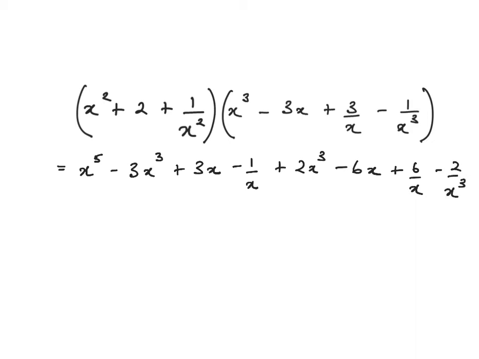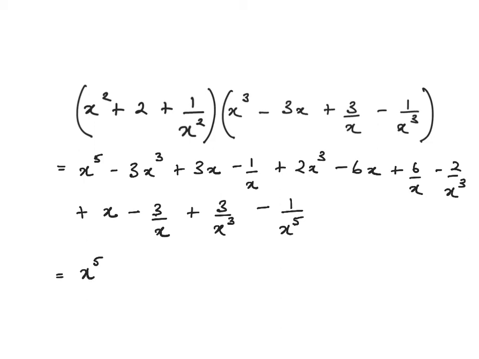1 over x squared times x cubed is x, minus 3 over x. 1 over x squared times 3 over x is 3 over x cubed. And then we've got minus 1 over x to the 5. Let's simplify. So we've got an x to the 5 term.